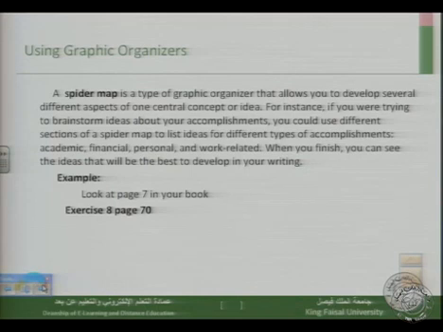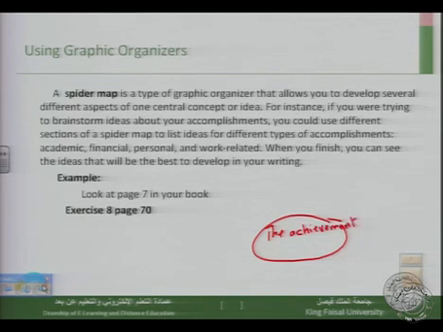So here, what is a spider map first? A spider map is a type of graphic organizer that allows you to develop several different aspects of one central concept or idea. So here, in a spider map, we should write first our central concept in here. For example, my achievements are the achievements of my life. For example, I can write this central point.